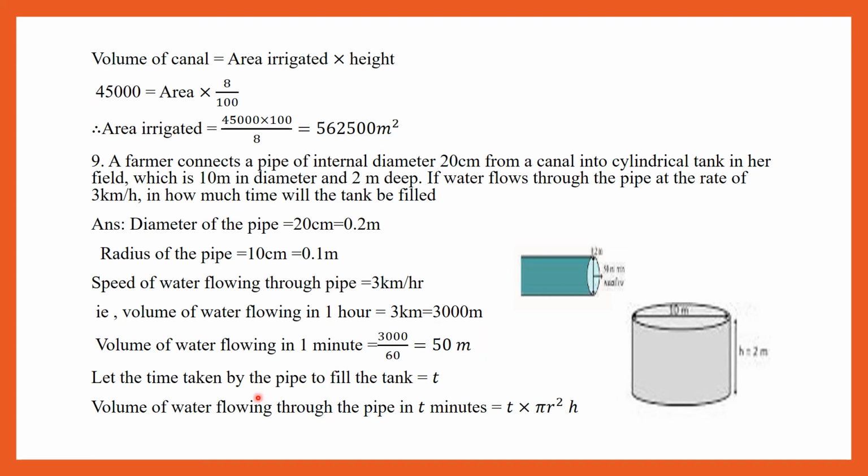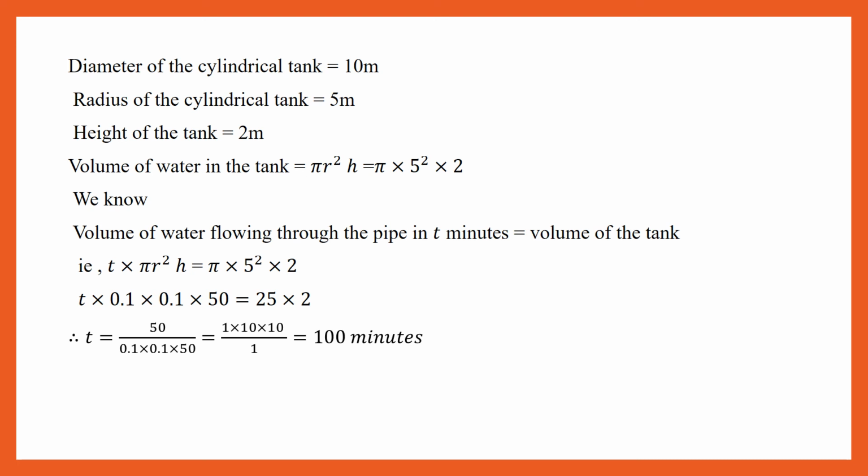Let the time taken by the pipe to fill the tank be T. Volume of water flowing through the pipe in T minutes is T into pi r square H. At the same time, we know for the cylindrical tank, the diameter is given as 10 meter, therefore radius is 5 meter and height of the tank is given as 2 meter. So what is the volume of water in the tank? Again, we can apply the formula for cylinder, pi r square H, which is equal to pi into 5 square into 2.